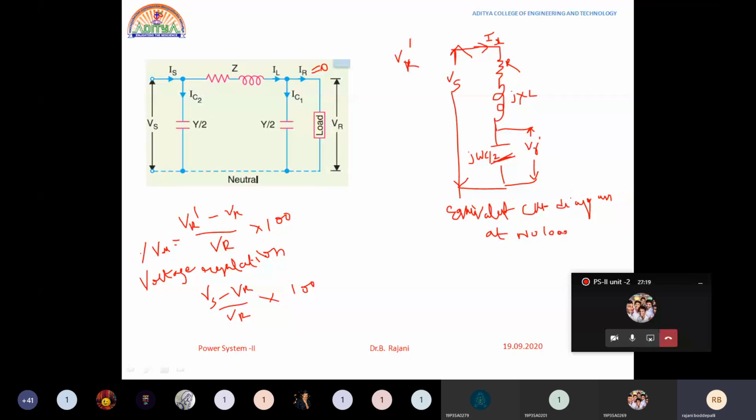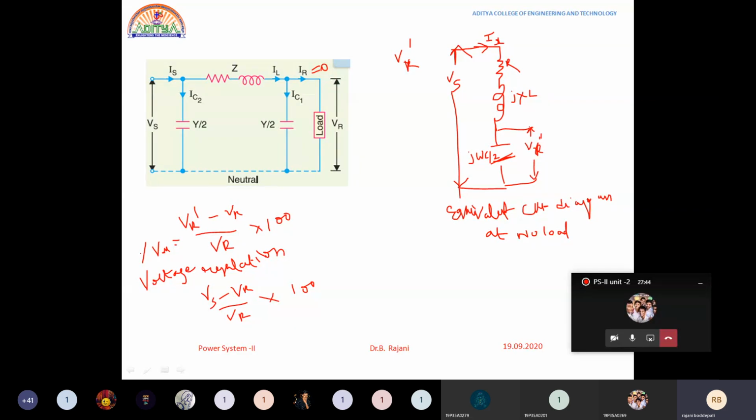This equivalent circuit diagram has been reduced to like this. Why? Because if there is no current passing through the load, if there is no load, we have to remove this part, and the voltage across this is nothing but Y by 2, that is j omega C by 2. This is the no load voltage, VR dash, we can say.